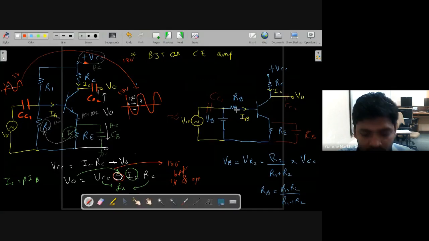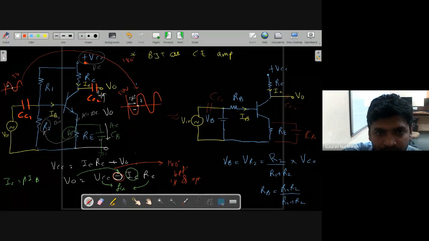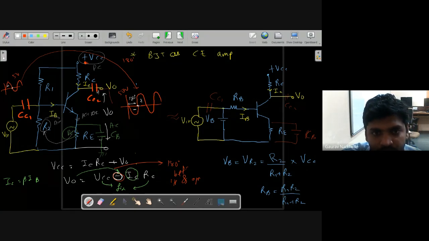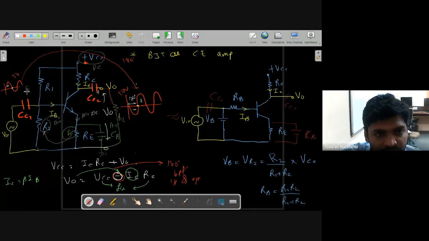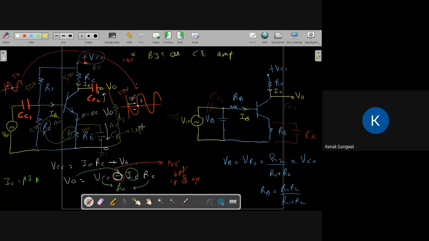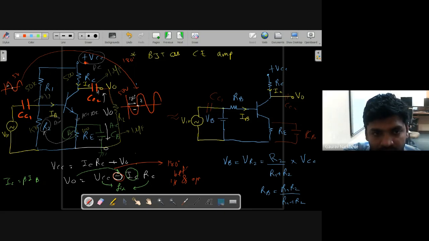Now let us take the output voltage. Let me go back to the board. Whatever output we are taking, we are taking across some resistor RL, like across a speaker. So this is your 50 kilo ohms, this is your 15 kilo ohms, this is 500 ohms, and this is your 100 ohms, and all capacitors are of 1 microfarad.